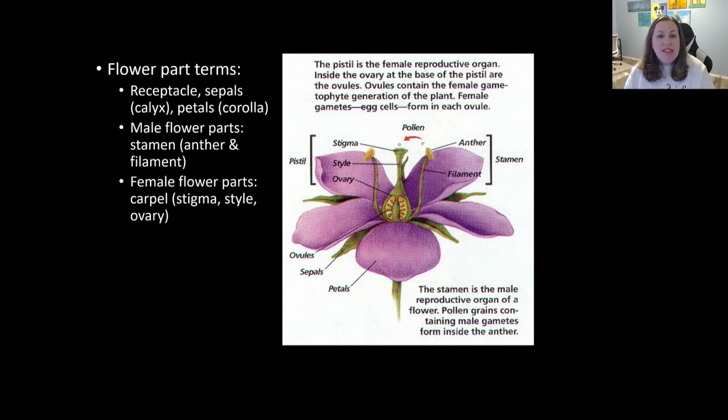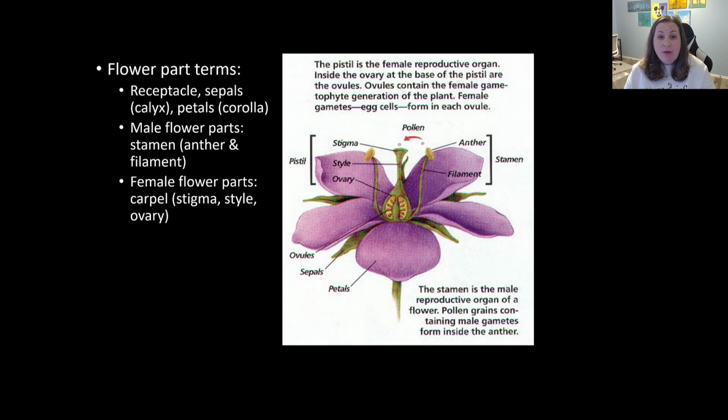We then have the sepals. The sepals are the green parts that look like little leaves underneath the flower, that when the flower is in the bud form, are protecting the flower. So when the flower blooms, the sepals tend to curl up and go underneath the flower. The petals are the colorful part of the flower. Okay, so those are the outer structures that we see that are present.